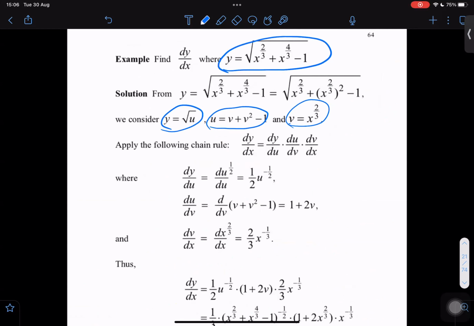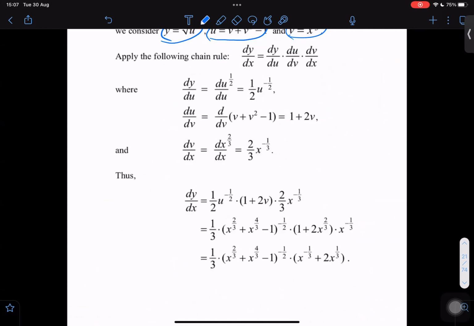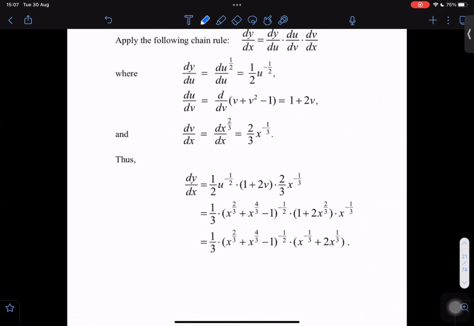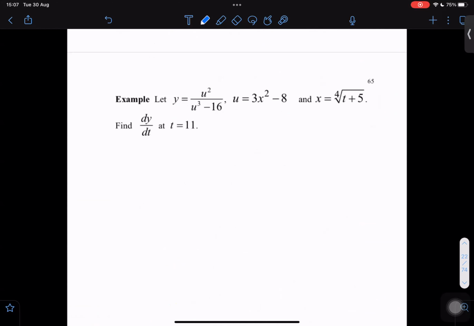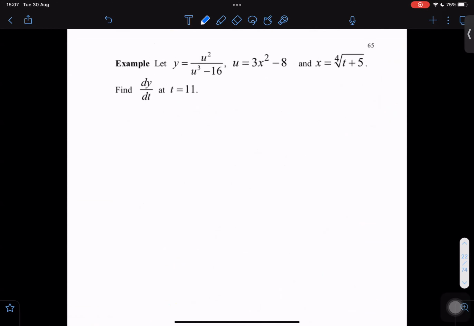But now I'm going to let you see the chain rule in more detail. You can read this thing by yourself. So maybe I will just start with this one.